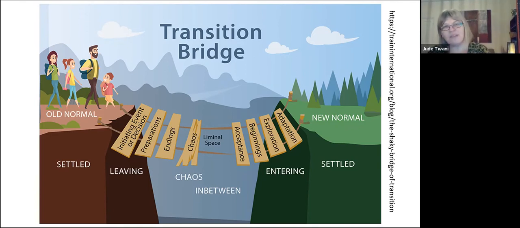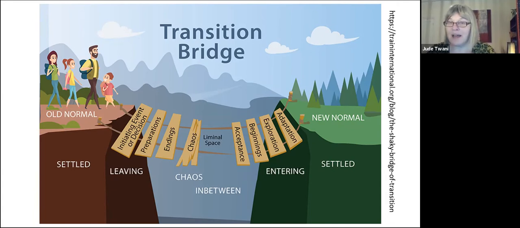And then we come through that and we start to accept where we're going to be. I'm now in Derby and I'm living here. I've started to accept that this is where I am and it's a new beginning for me. We start to explore, we start to get a bit more brave and we go out and explore our place where we're now living. And we start to adapt until we've got that new normal, that settledness.